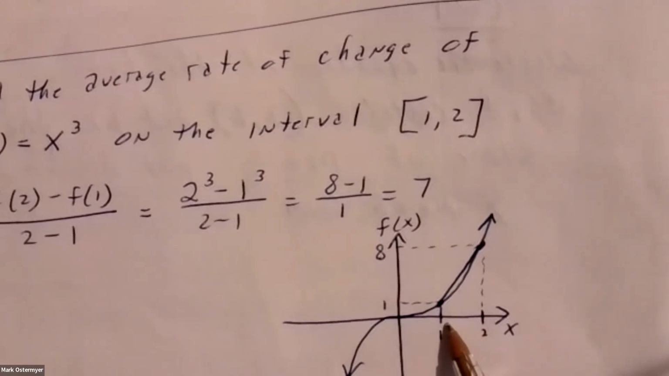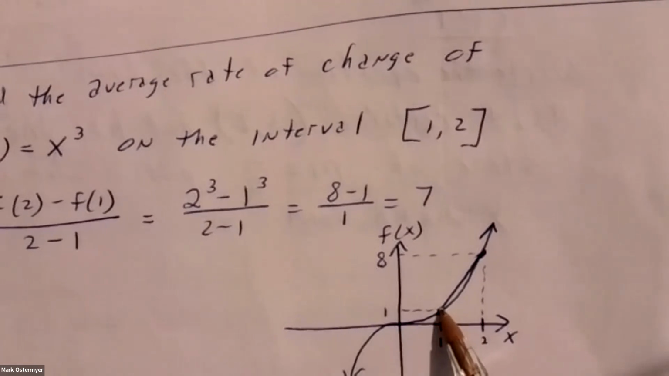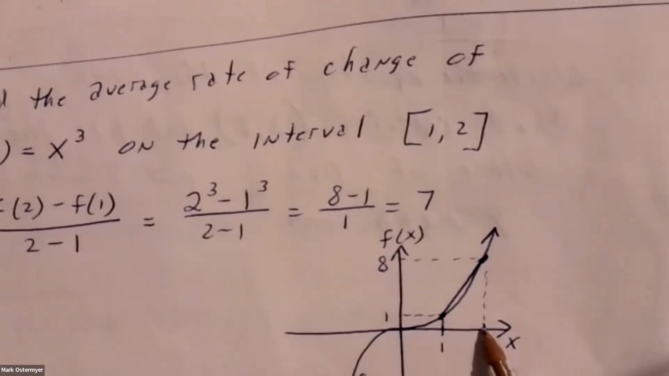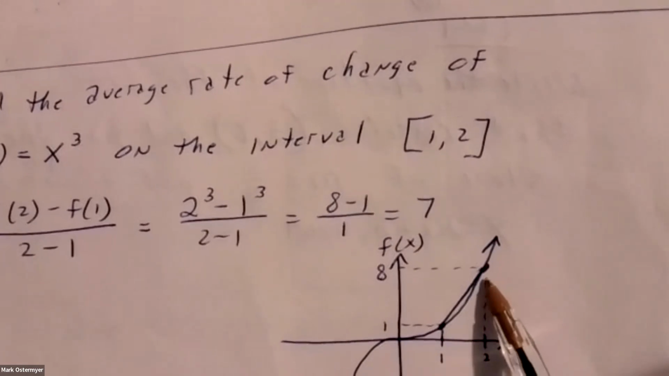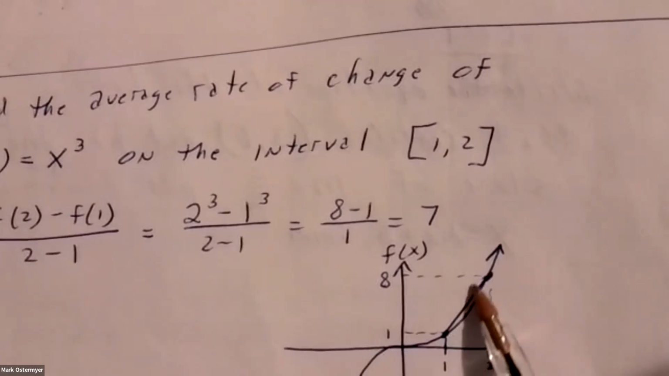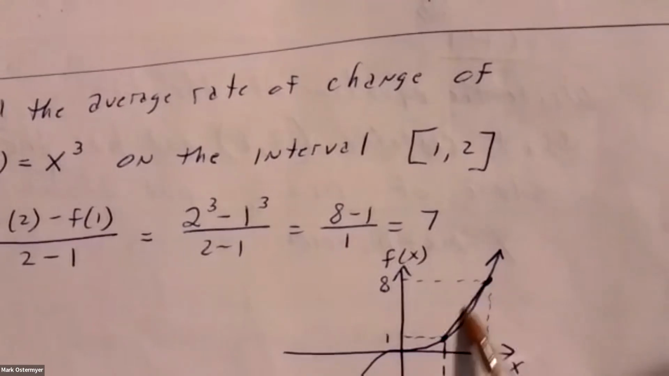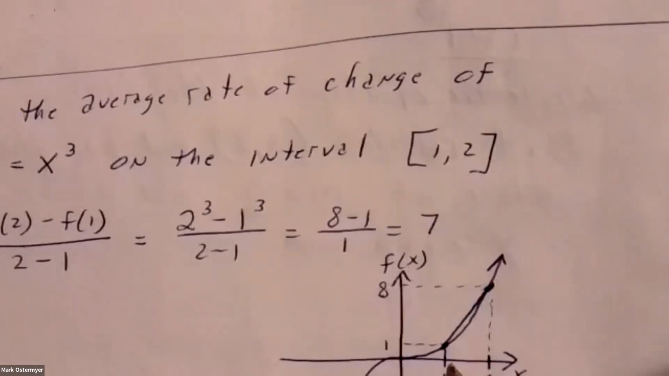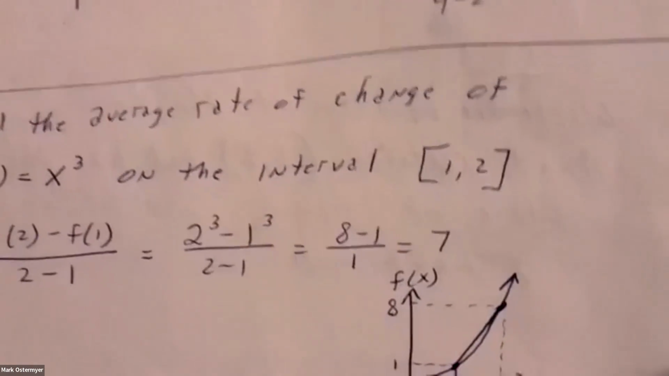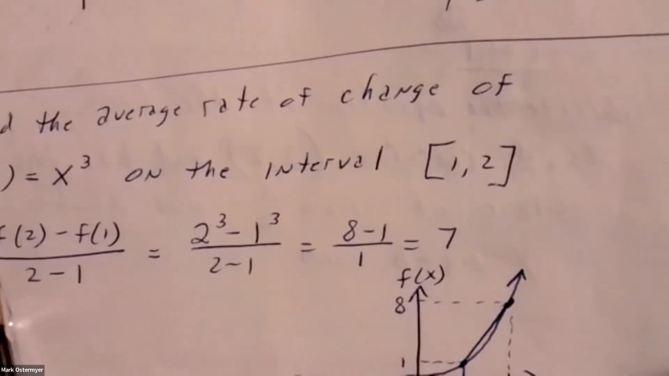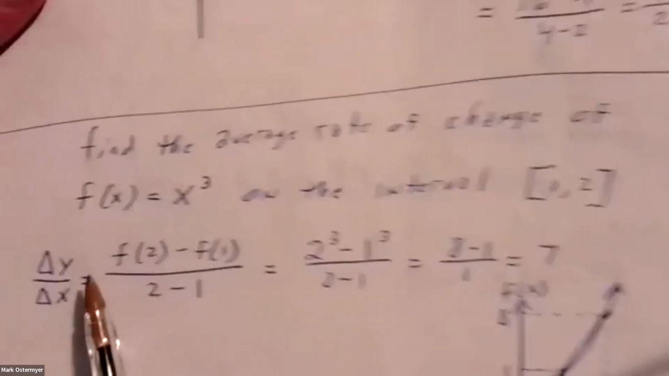So therefore, I'm interested in 2 points, this point right here and this point right here on the graph. And I'm going to connect them with a little line segment. That's my secant line. And the slope of this little secant line is going to be the average rate of change of this function with respect to x on the interval from 1 to 2. All right, so that's going to be the change in y over the change in x.